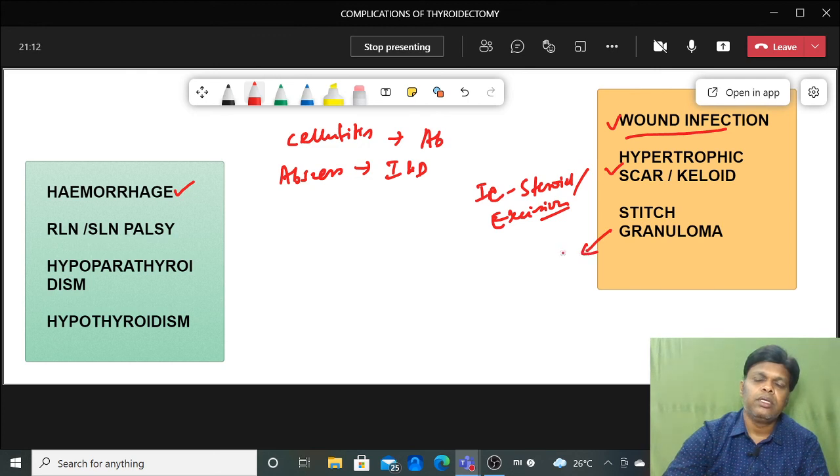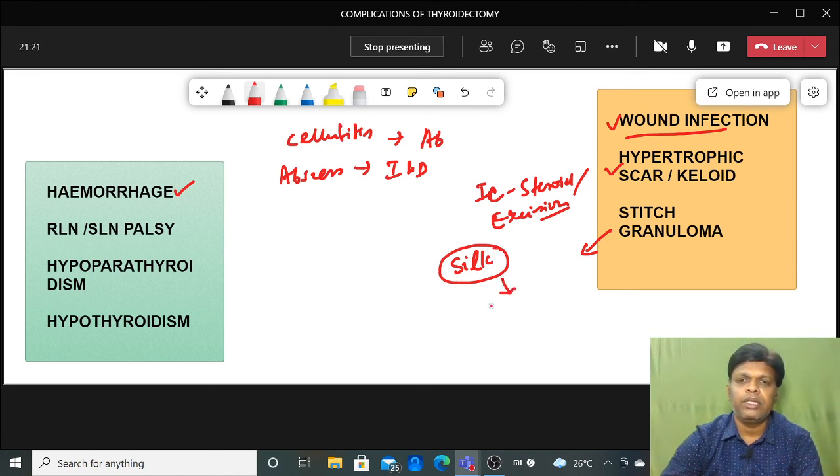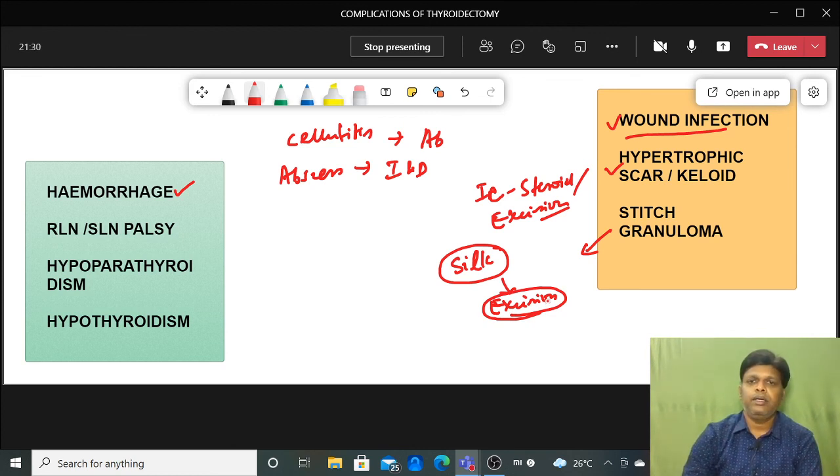Stitch granuloma: sometimes we use a non-absorbable material, that is silk suture, and that causes a stitch granuloma. Once it has developed, you can plan for excision of the stitch granuloma. So these are all the complications of thyroidectomy.